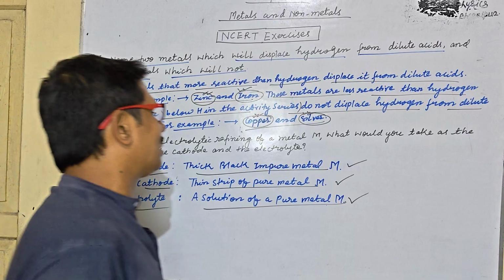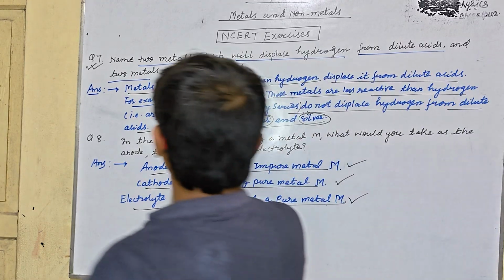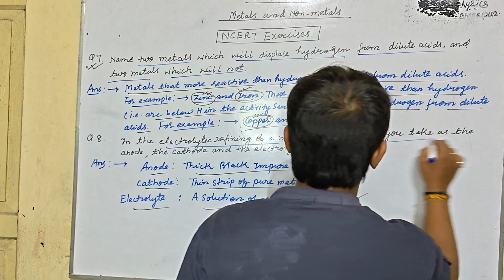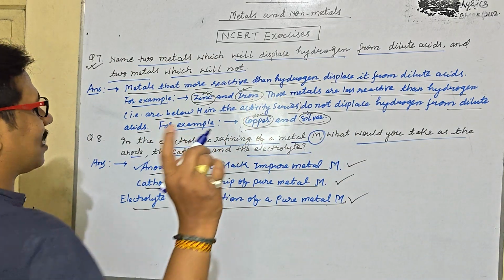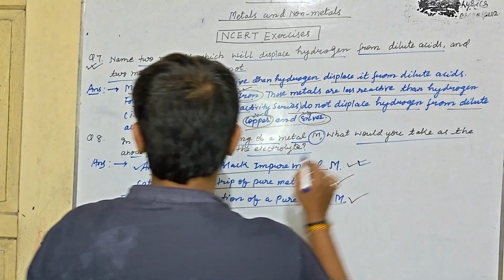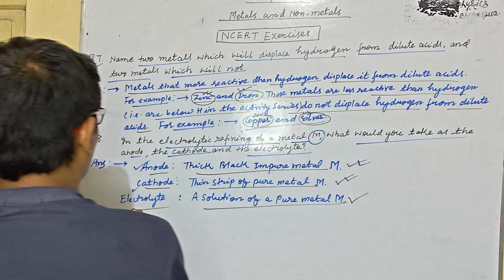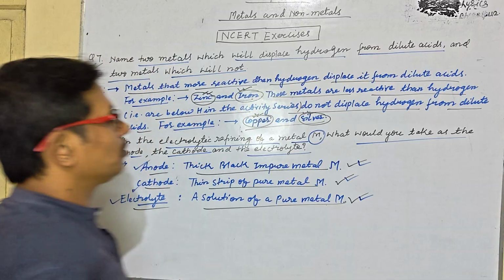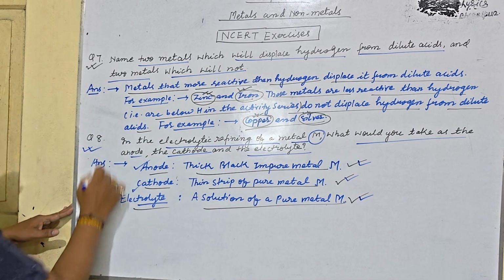Question number 8. In the electrolytic refining of a metal M, what would you take as the anode, the cathode and the electrolyte? The anode is the thick block of impure metal, the cathode is a thin strip of pure metal M, and the electrolyte is a solution of a salt of the metal M. So my dear student, kindly go through my videos for this question number 8.